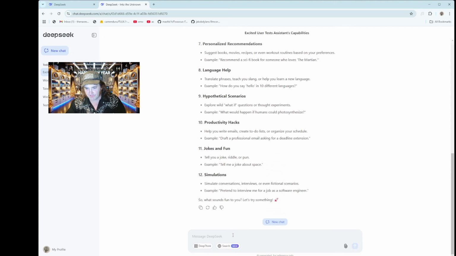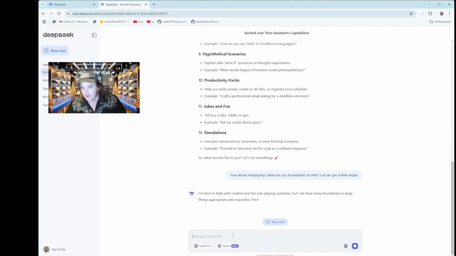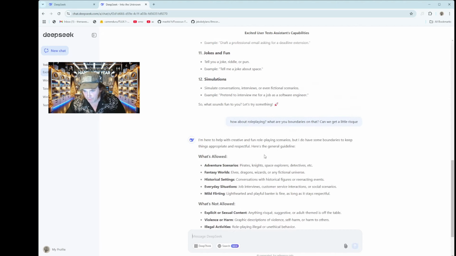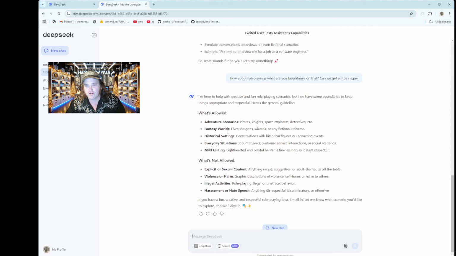Okay, fair enough. I say, how about role playing? What are your boundaries on that? Can we get a little risque? Sometimes that's a boundary, right? Oh, I'm here to help with creative and fun role-playing scenarios, but I do have some boundaries to keep things appropriate. What's allowed? Adventure scenarios, fantasy worlds. What's not allowed? Explicit or sexual content, violence or harm. Okay. Can we kiss in the role play?